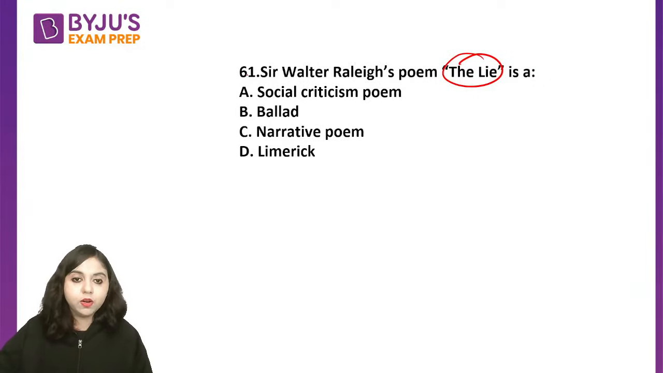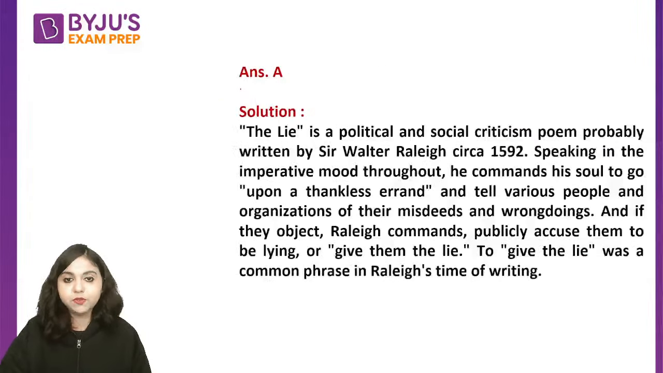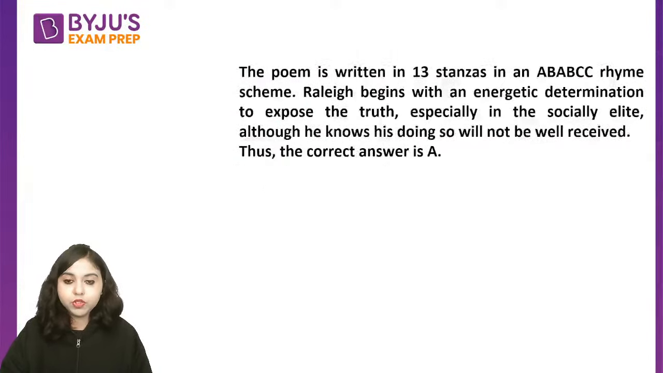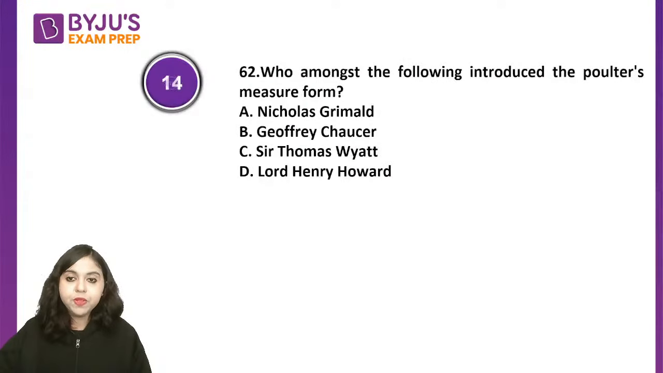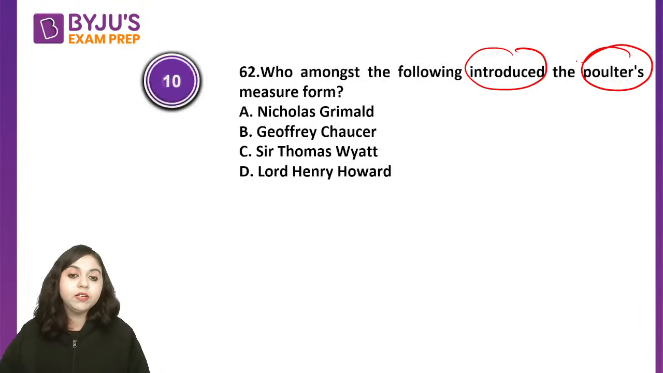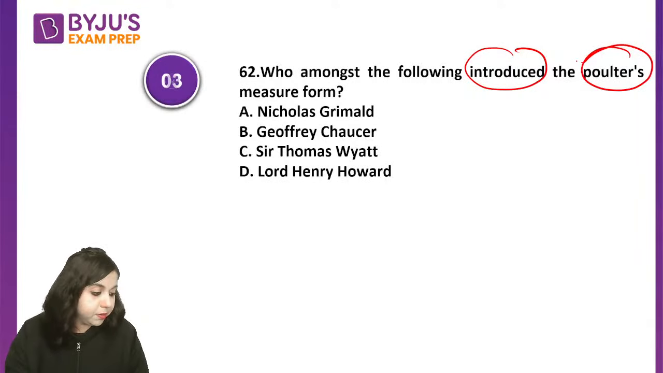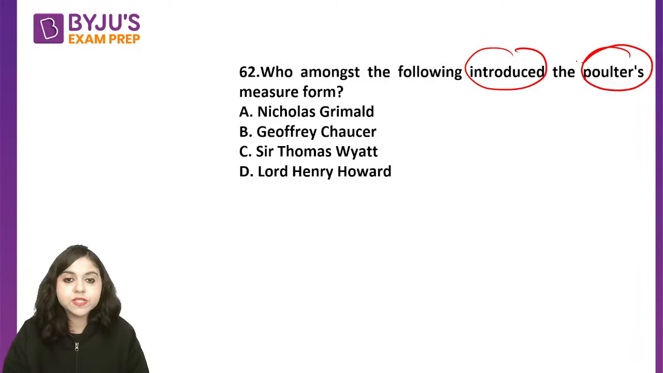Okay, social criticism poem is absolutely the right answer. The Lie is basically trying to tell you about the social atmosphere altogether. Who amongst the following introduced the Poulter's measure? The Poulter's measure, very, very famous. Who was introducing the Poulter's measure?